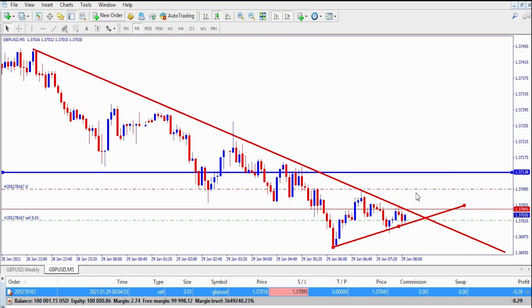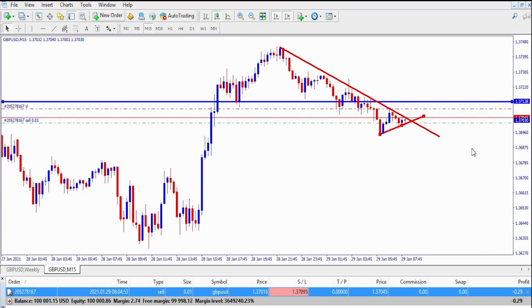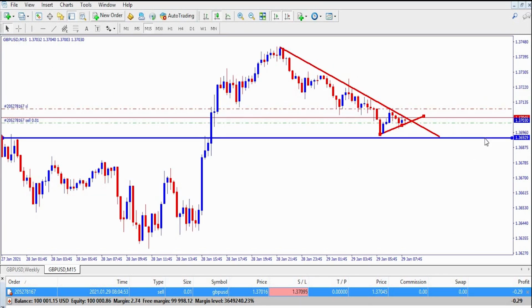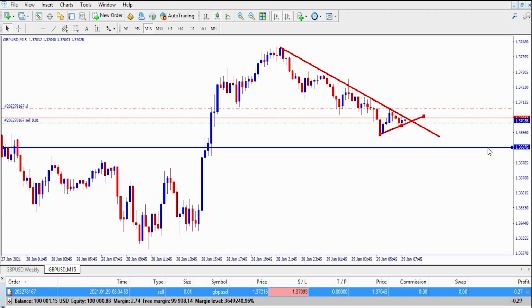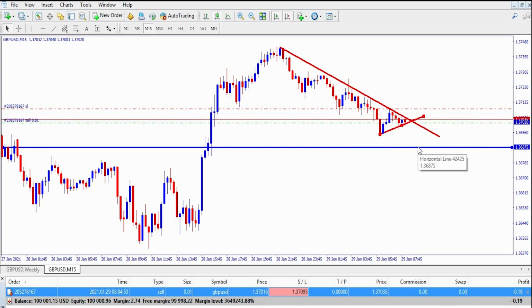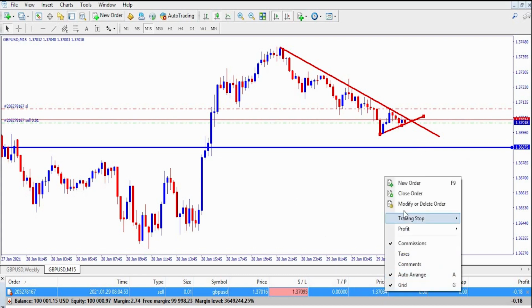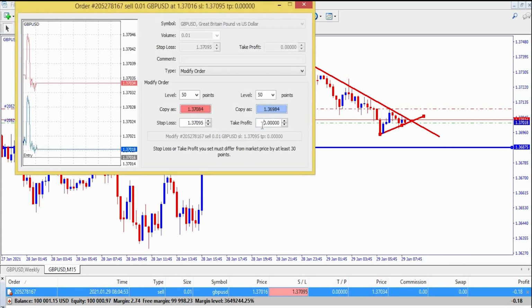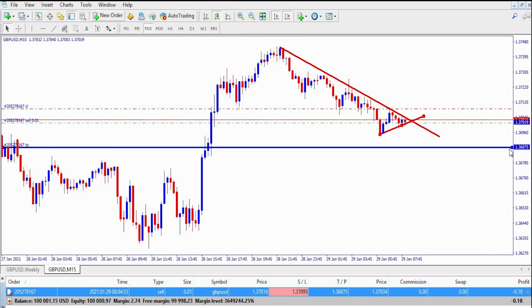So you can see the stop level is now there. Now for the take profits, I could decide to place my take profit at this point, saying we could be in a clear downtrend, so this point shouldn't be bad for a take profit. So right click on this again, modify, then I input that figure 1.36875 and modify. So that's in place now.